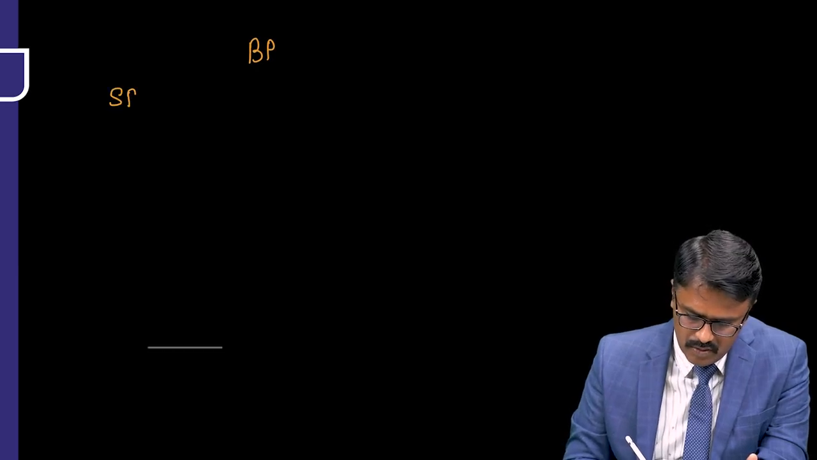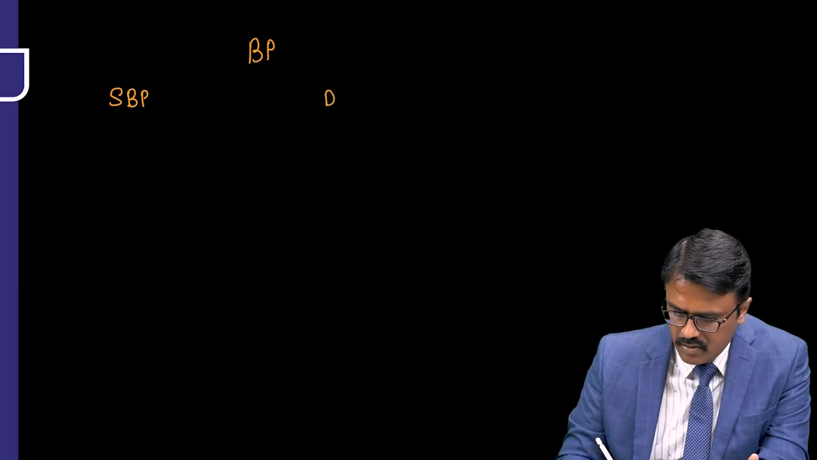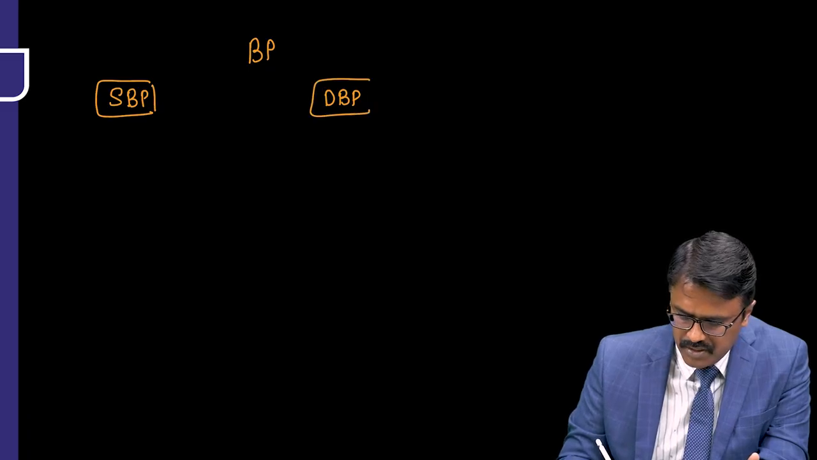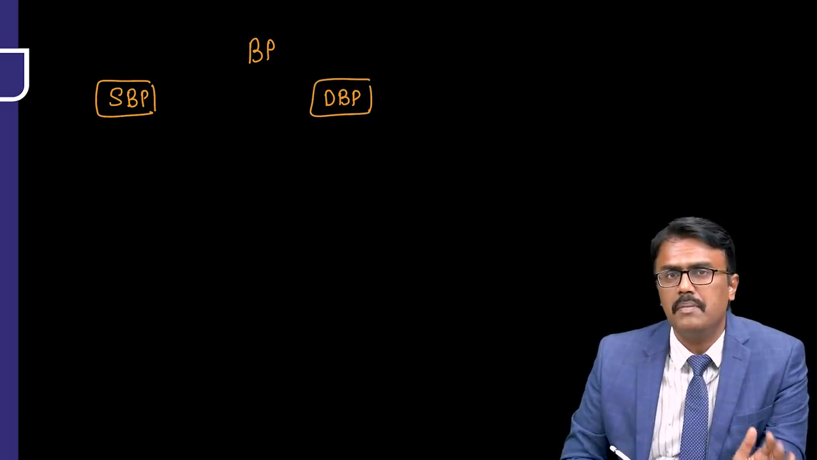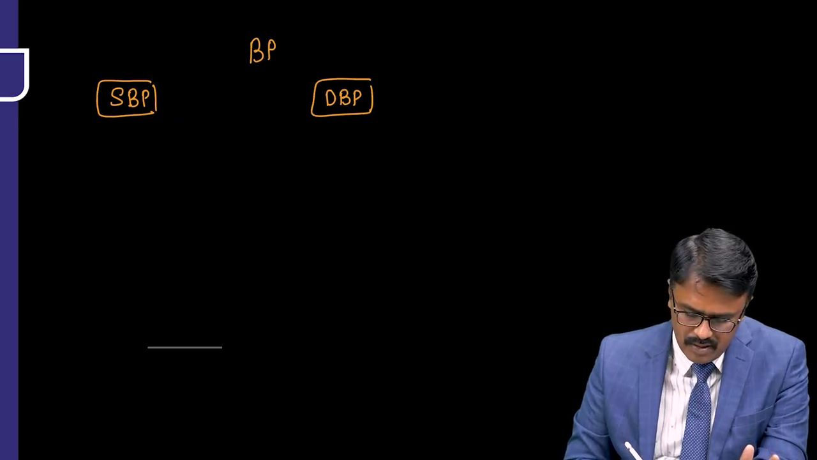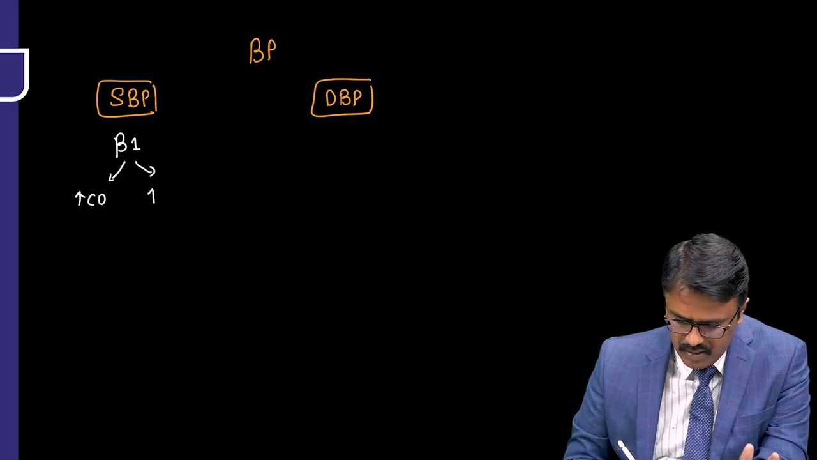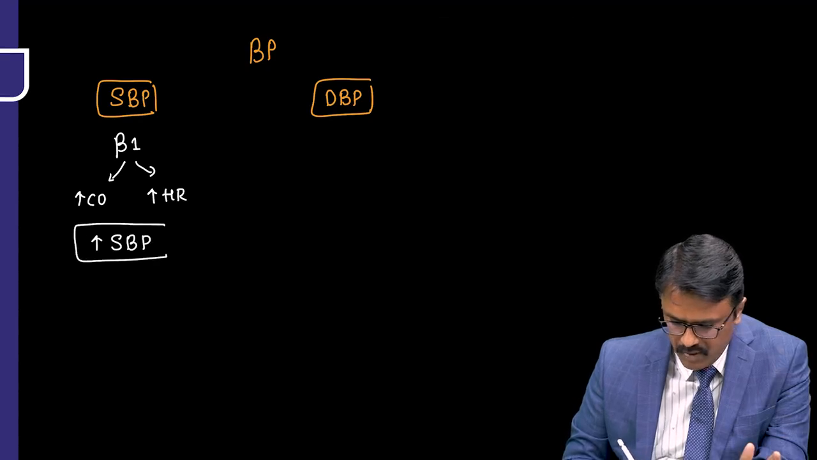So let me tell you about blood pressure. In blood pressure, basically there is systolic blood pressure and the diastolic blood pressure. Now, systolic blood pressure mainly depends on the heart. So the receptor on the heart is beta 1. So when you stimulate beta 1, there is increase in cardiac output, there is increase in heart rate, and when you increase that, the systolic BP will increase. So that is a point.